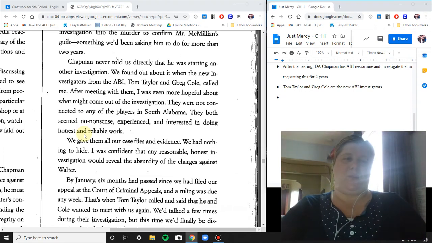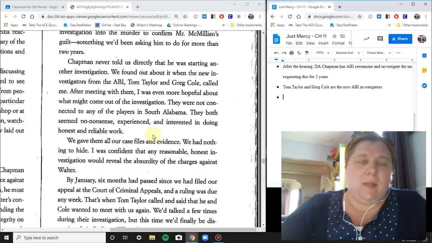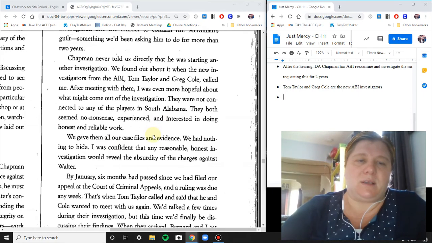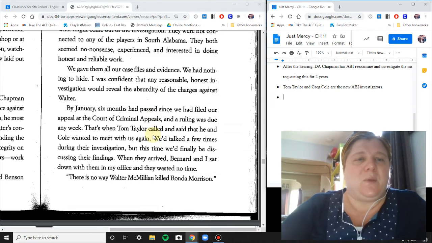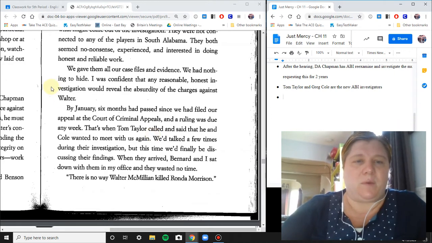After the meeting with them, I was even more hopeful about what might come out of the investigation. They were not connected to any of the players in South Alabama. They both seemed no-nonsense, experienced, and interested in doing honest and reliable work. We gave them all our case files and evidence. We had nothing to hide. I was confident that any reasonable, honest investigation would reveal the absurdity of the charges against Walter.